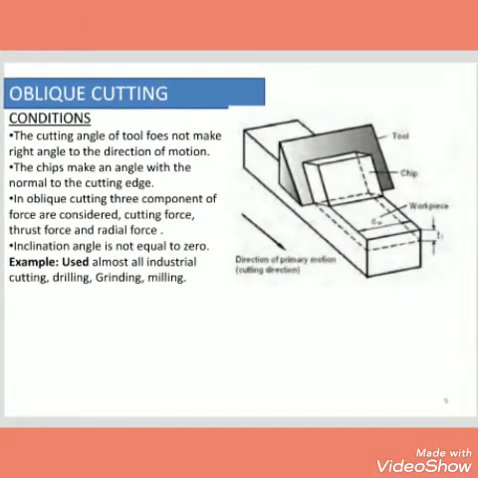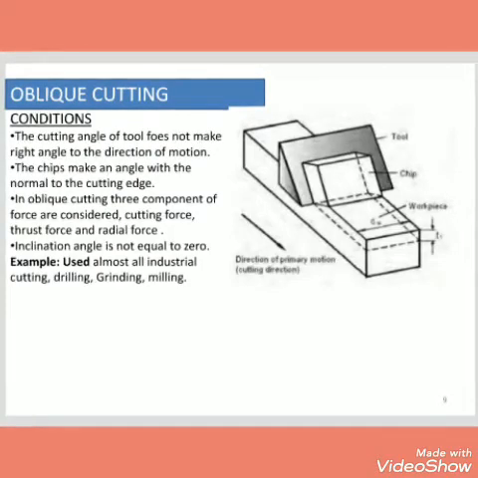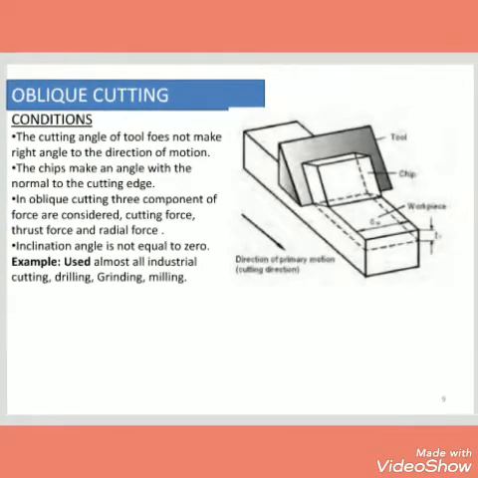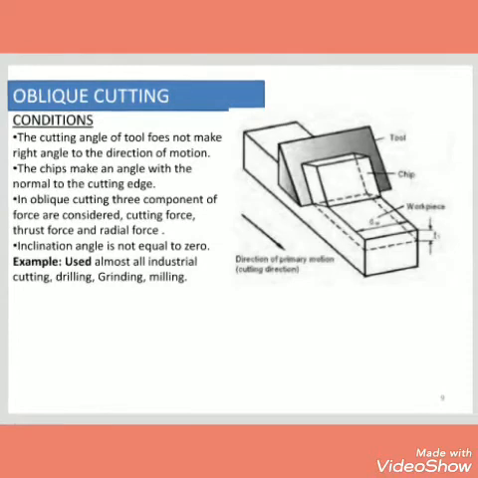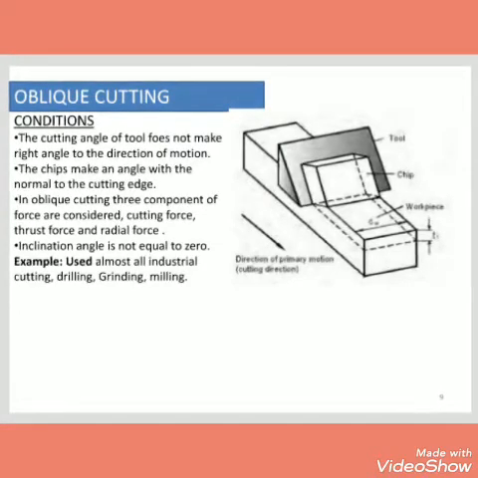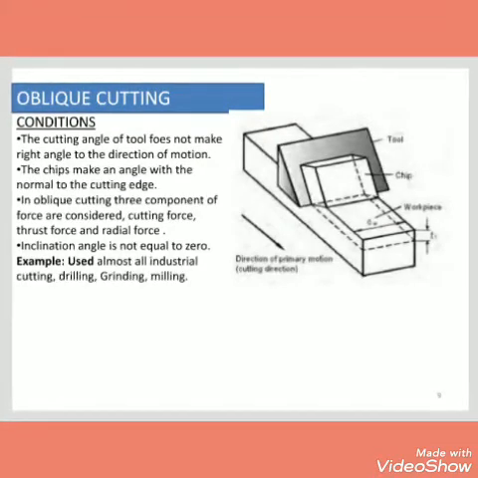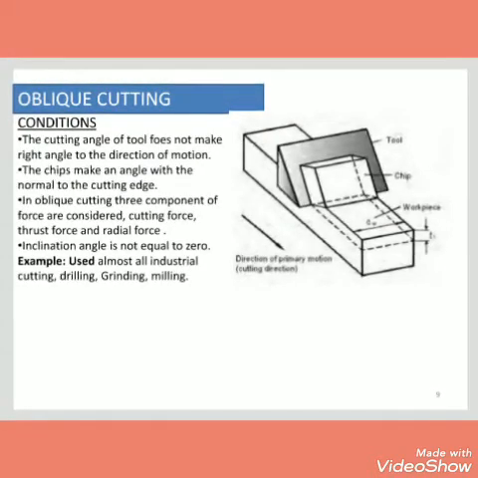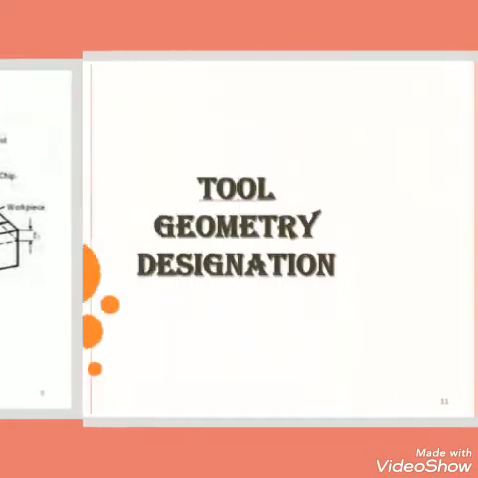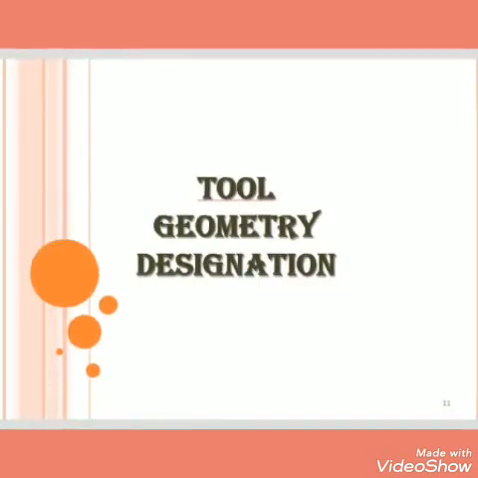Next is oblique cutting. Oblique cutting refers to the cutting edge of the tool not making a right angle to the direction of motion, and the chip makes an angle with the normal to the cutting edge. In oblique cutting, three components of force are considered: cutting force, thrust force and radial force.